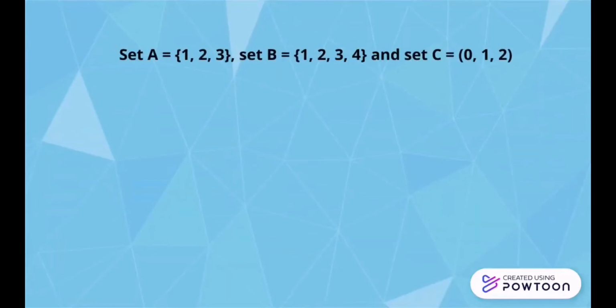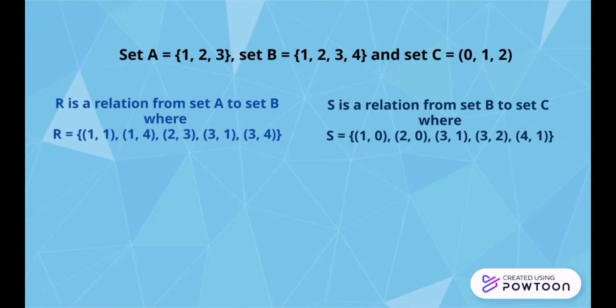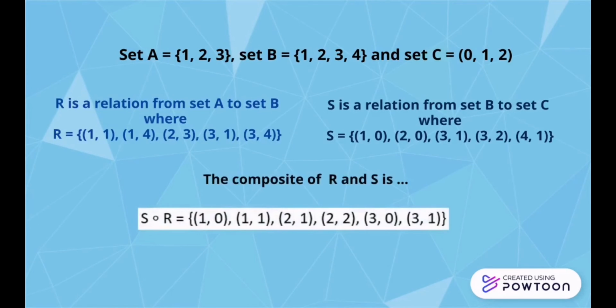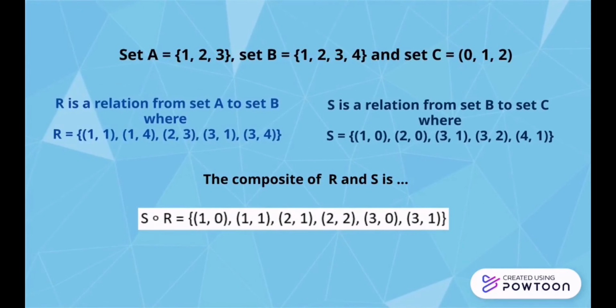Here we have set A, set B, and set C. They also have relation R from set A to set B and relation S from set B to set C. The composite of R and S is shown below. First, let's see relation R.